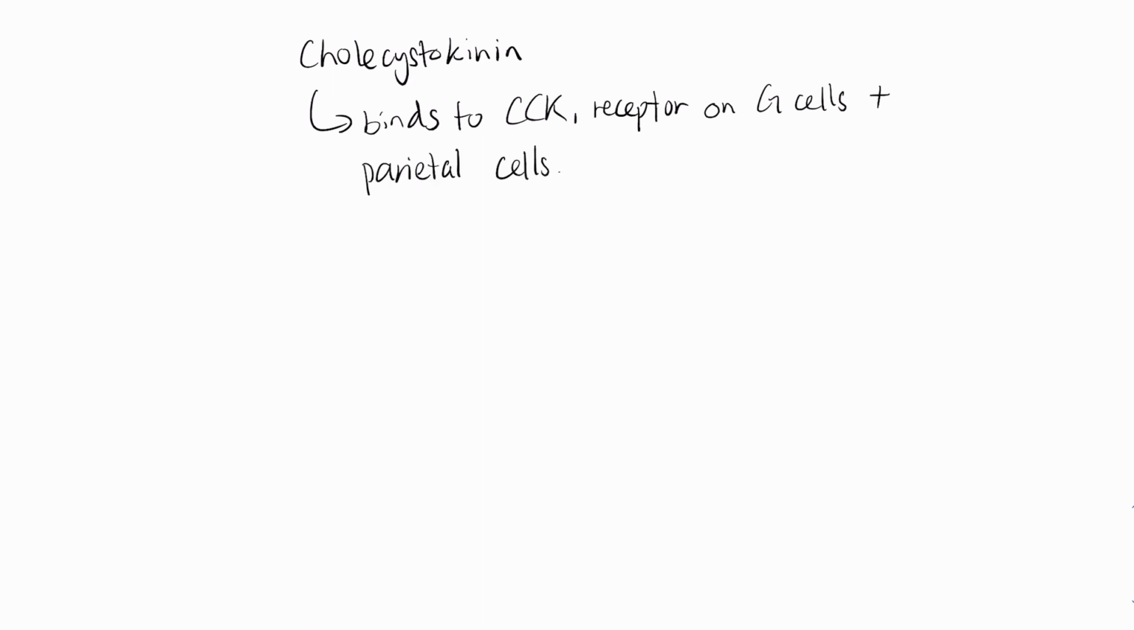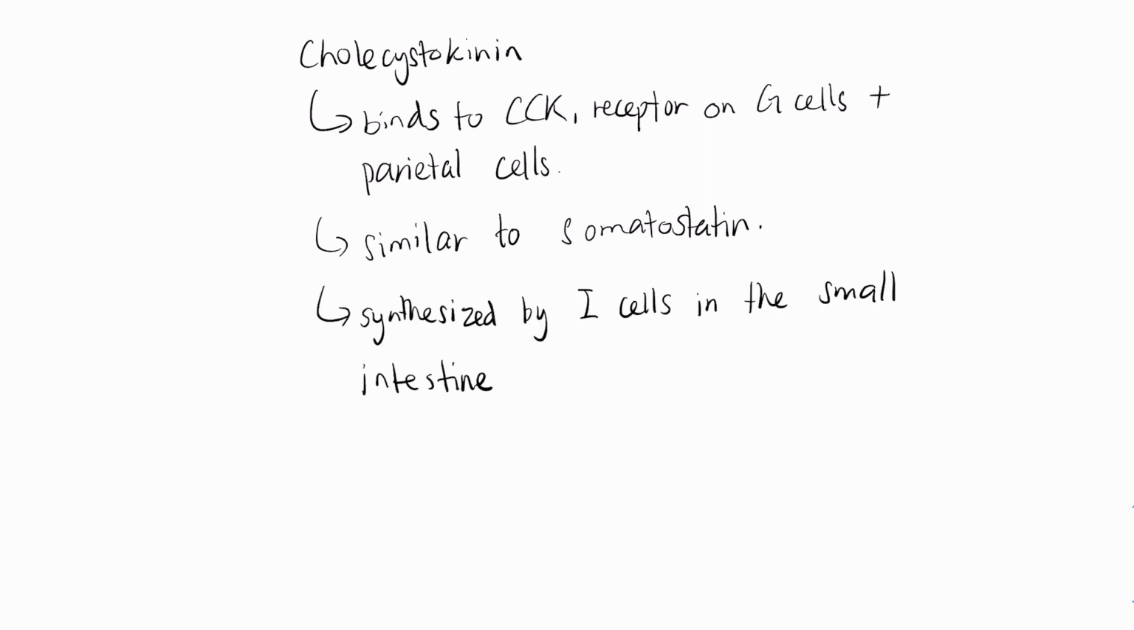Last but not least, cholecystokinin. It acts as a competitive antagonist to CCK1 receptors on G cells and parietal cells. Similar to somatostatin, this leads to a decrease in gastrin secretion by G cells.